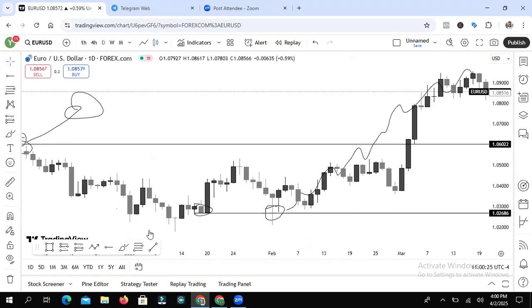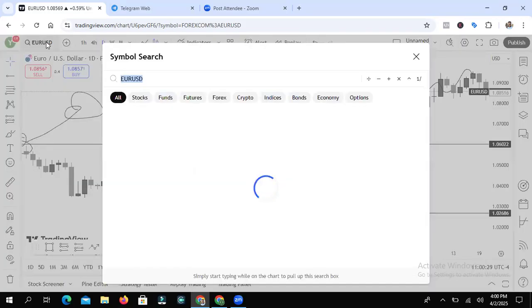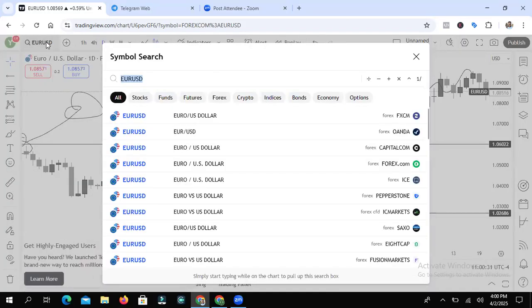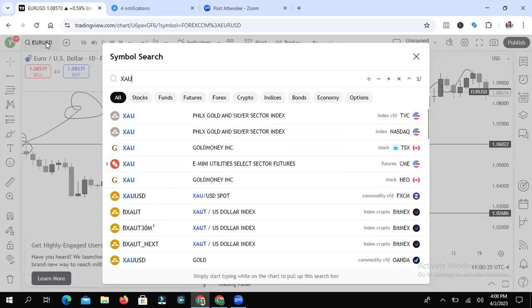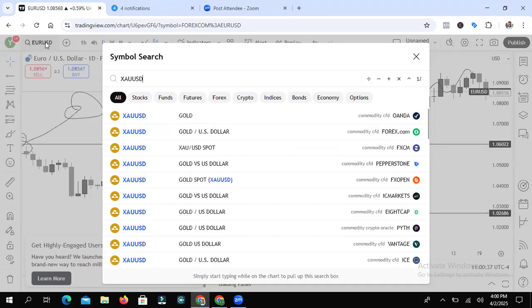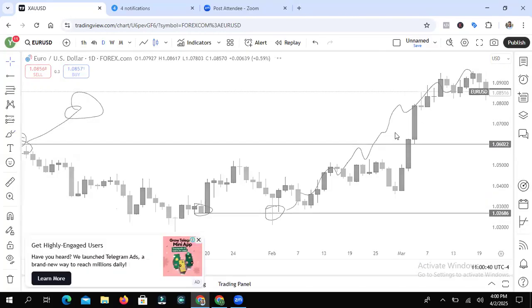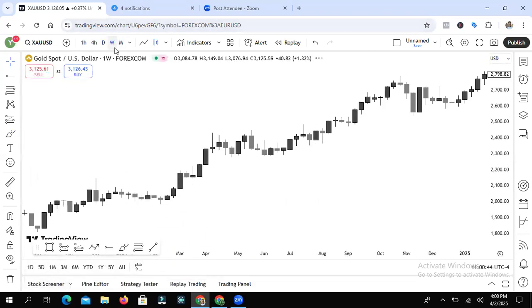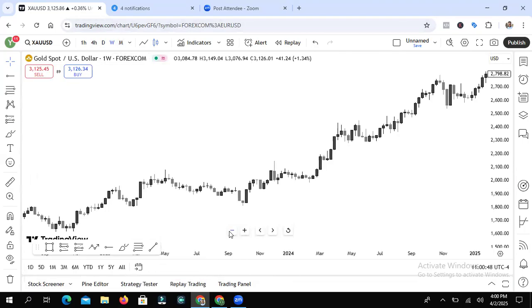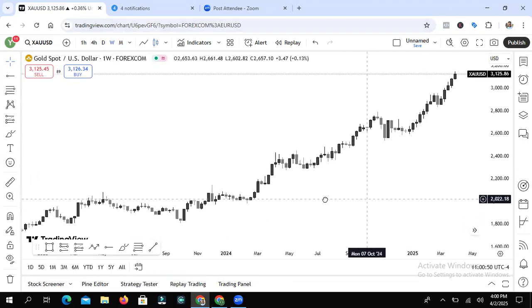I hope that is very, very simple. For avoidance of doubt, let us take one more example on gold, so that you don't think, does this even work on gold? Let's get on gold so you can see how to build bias. Let's start from the weekly, and I'll show you some examples.